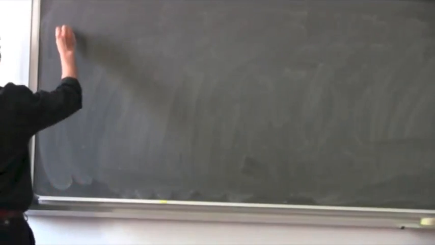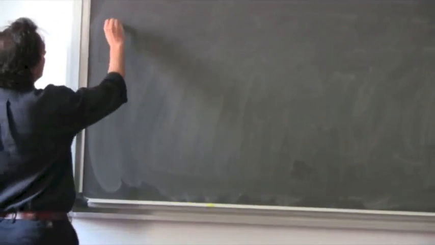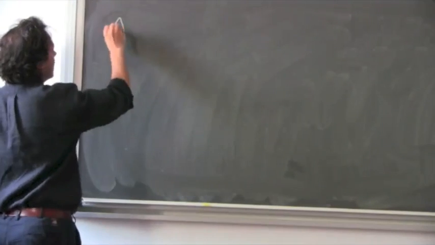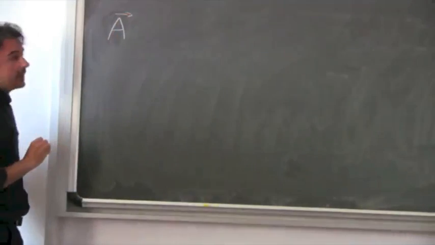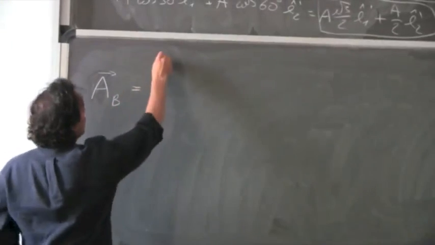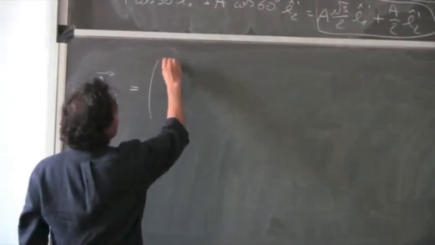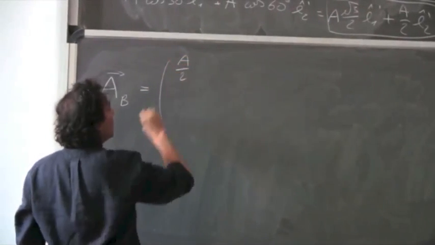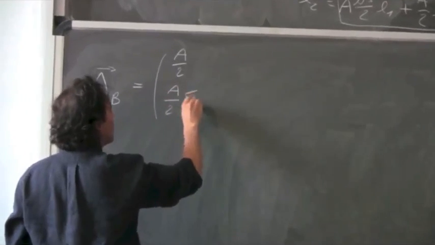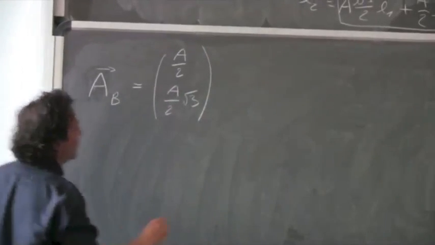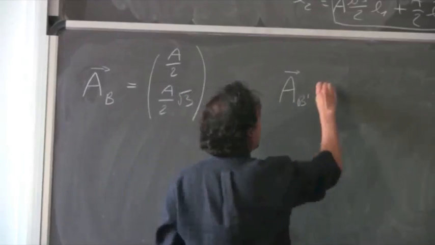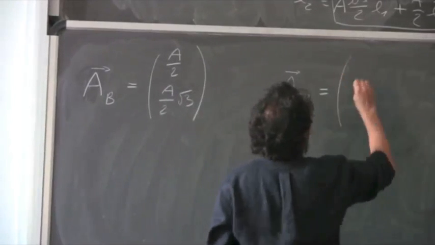This means that if you want to represent the vector A with respect to the basis B, you need two numbers, A over 2 and A square root of 3 over 2. But if you want to represent the vector A on the basis B prime, you have another representation.